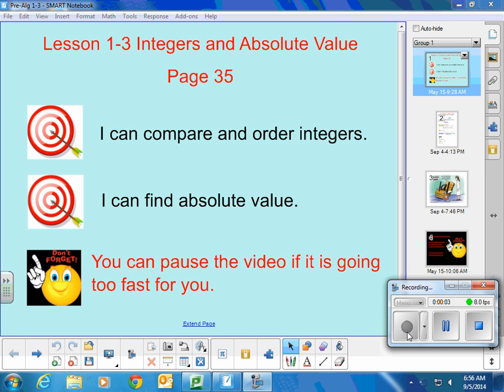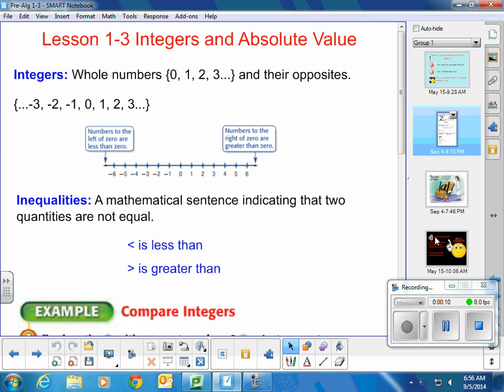In Lesson 1-3, you will compare and order integers as well as find the absolute value. Before you can compare integers, you need to know what integers are. Integers are whole numbers and their opposites. Whole numbers are numbers like 0, 1, 2, 3, and so on. And when we talk about their opposites, we're talking about -1, -2, -3, and so on.